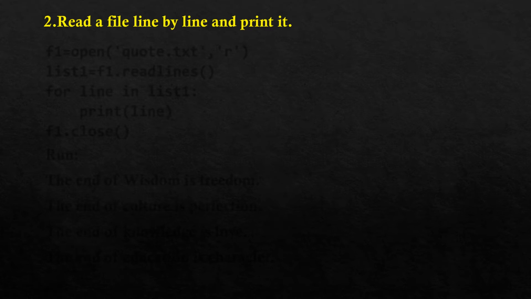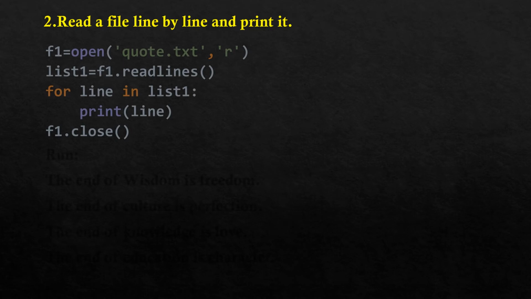Now the next question is read a file line by line and print it. Let's solve this one. Let us open a file quote.txt which is already present, and we will open it in read mode because we have to read line by line, and to read line by line we can use the function readlines. The output will be stored in a list. Let's say the variable is list1. Now with the help of a for loop we will print the content of the list, and after the operation we can close the file.